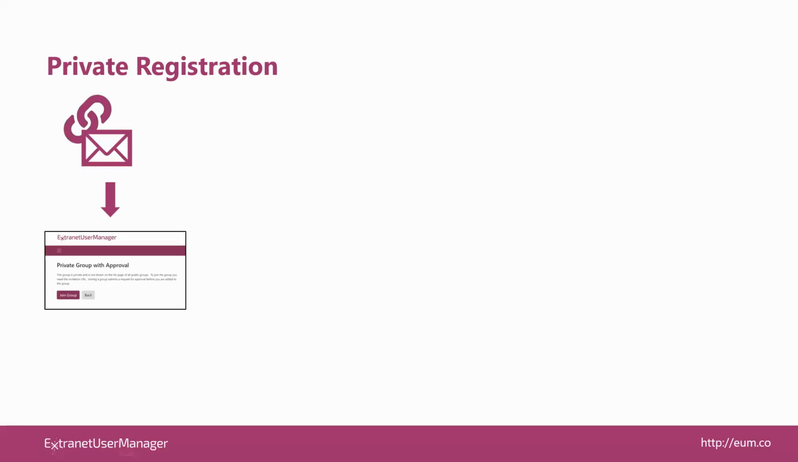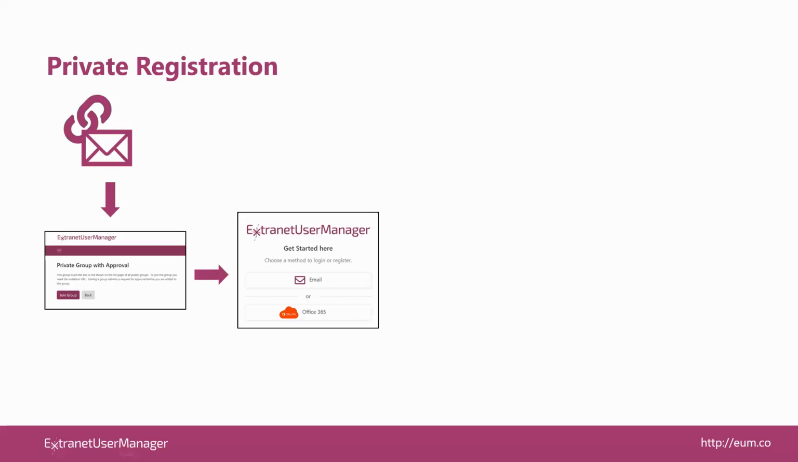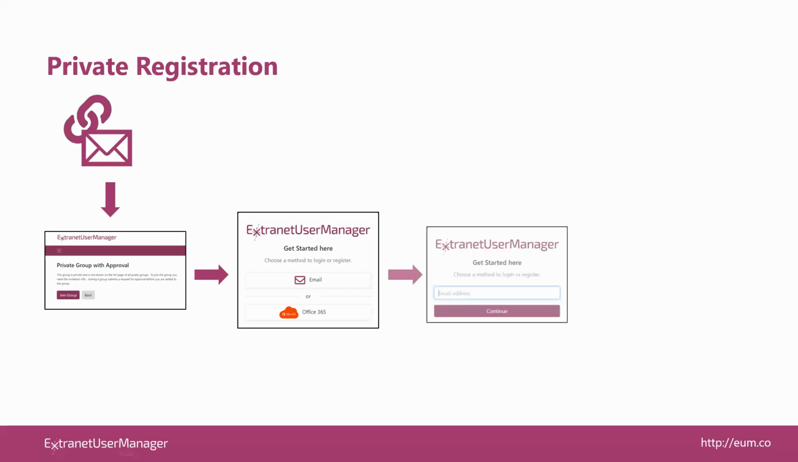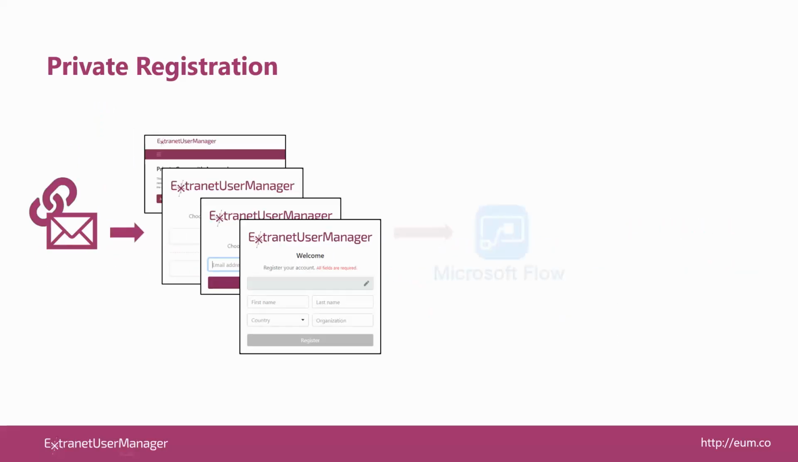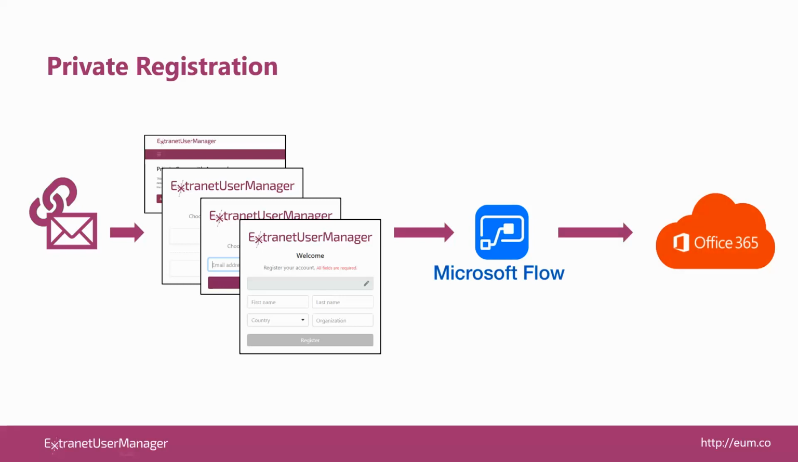Starts with a page that explains the group they've been invited into, allow them to select either email or Office 365 to sign up. Let's say we take the email path, and we go through a registration process. Once they've completed that, you can still have a Microsoft Flow approval to decide whether you want to onboard that person or not, and then allow them into Office 365 from there.